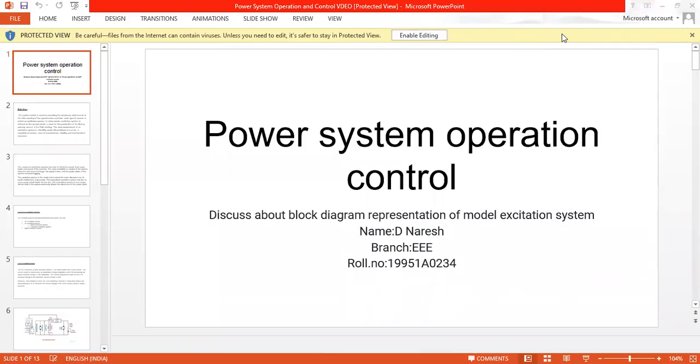My name is Dinaresh. Here is the 8th topic for the subject Power System Operation Control: the discussion regarding the block diagram representation of the model excitation system. Let me dive into the topic about the model excitation system.